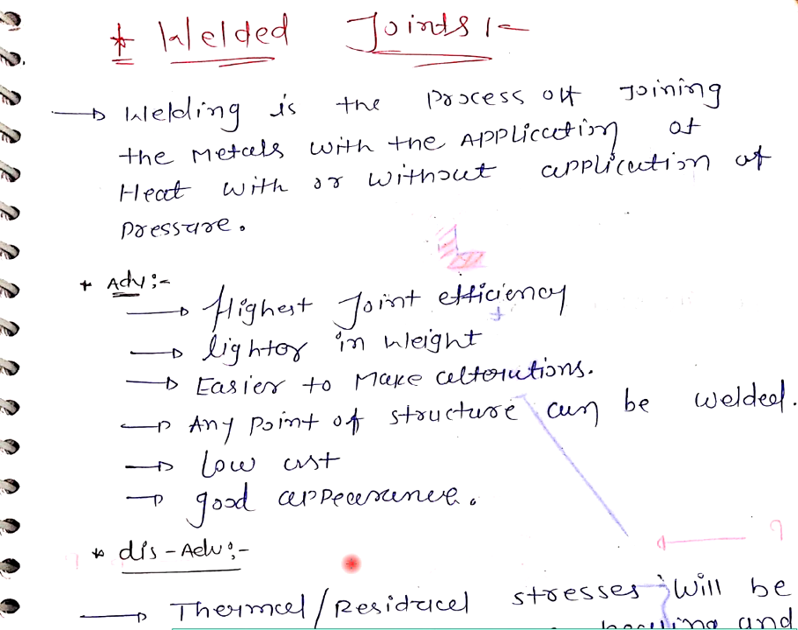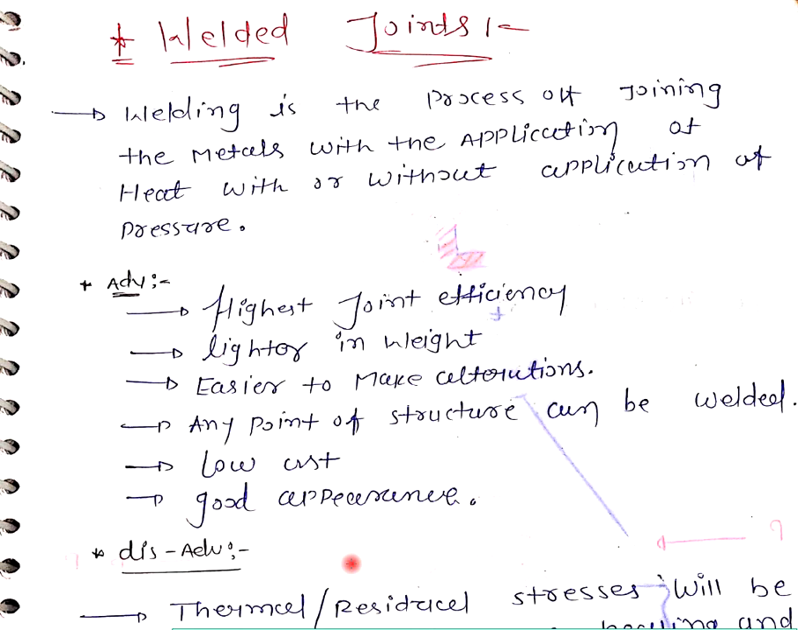Good morning, friends. Today we are going to discuss welded joints. Basically, we already studied the types of welding and the different welding operations. Generally, welding is done to join similar or dissimilar metals.